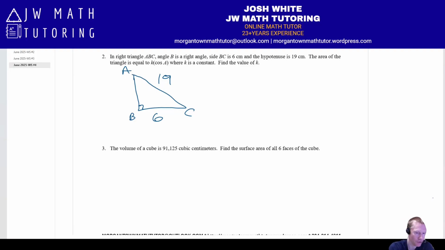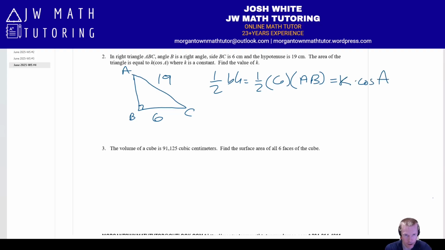All right, so there are two different ways you could do this. The quickest, easiest way is to say, okay, the area of this triangle, which is 1/2 base times height, is 1/2 times the base, which is 6, times the height, which is AB. The side AB, we don't know what it is, but that's fine. You actually don't need to know its value because you'll see it'll cancel out. Now that's equal to k times the cosine of A. What's the cosine of A equal to? Well, it's just adjacent, which is AB, over hypotenuse, which is 19. So we can just replace this with AB over 19.